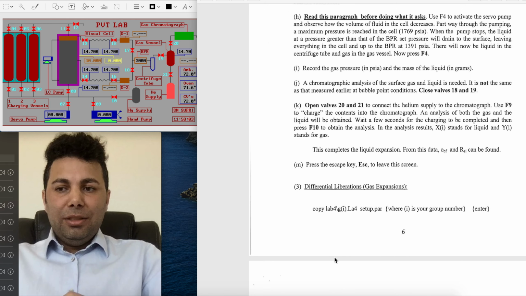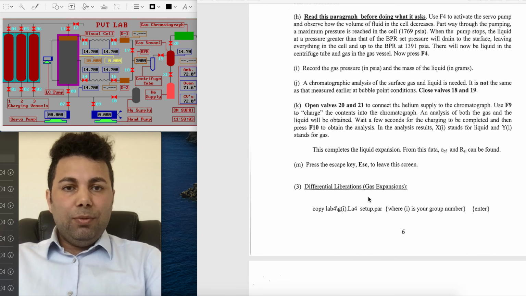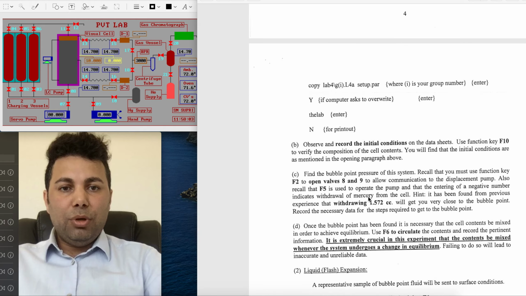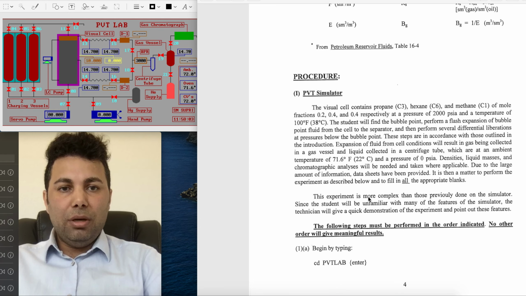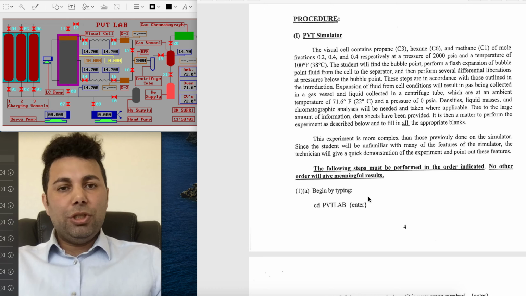As I said in the introduction video for this lab number 3, we are going to go over the lab manual together, and then I'm going to provide you with the data and also the instructions on how to complete this lab. As I said before, in this lab we are going to find the properties of the multi-component hydrocarbon fluids from the reservoir condition all the way to atmospheric condition.